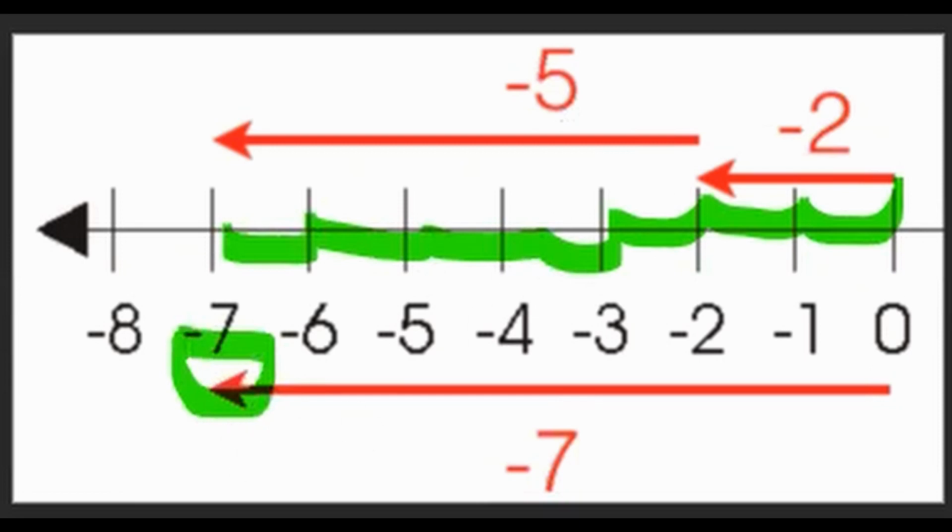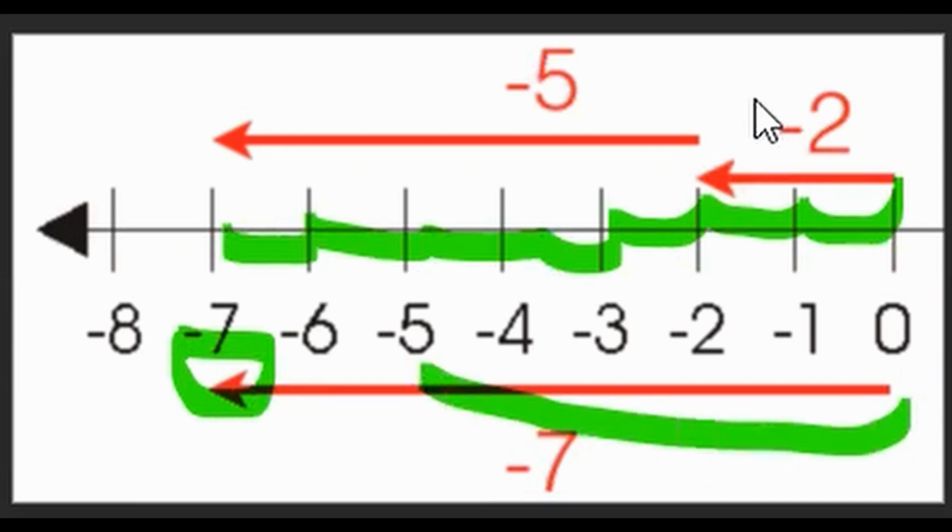Now, if I wanted to, I could go with the negative 5 first. I could count up to negative 5, go all the way to negative 5. Now I have to count up to negative 2. And I still arrive at the same answer. So negative 2 plus a negative 5 gives me a negative 7.